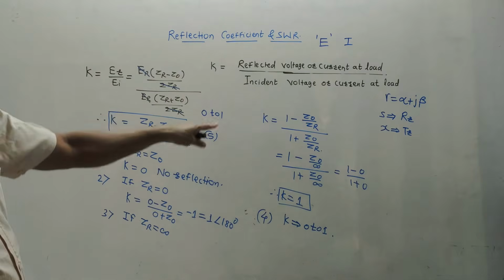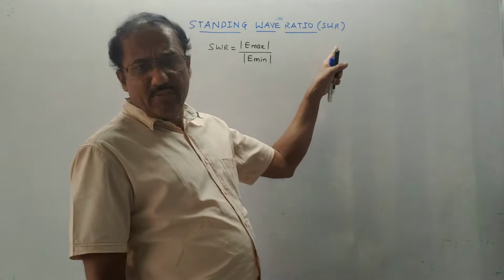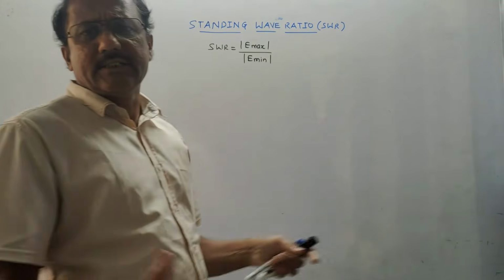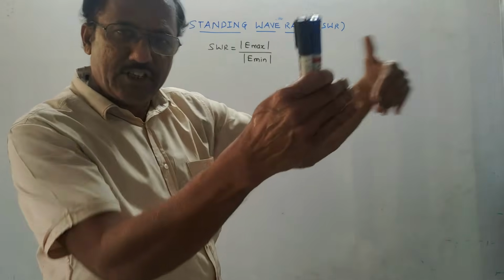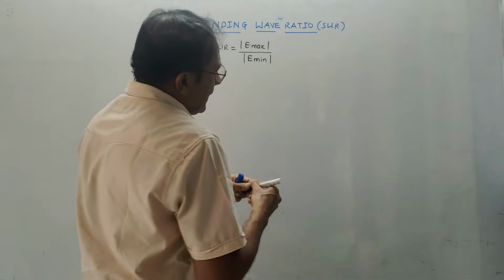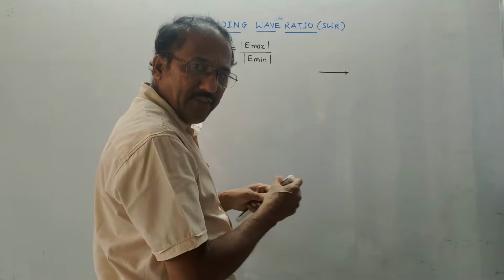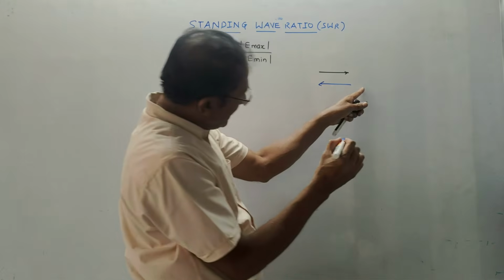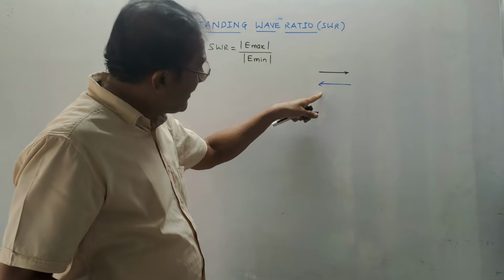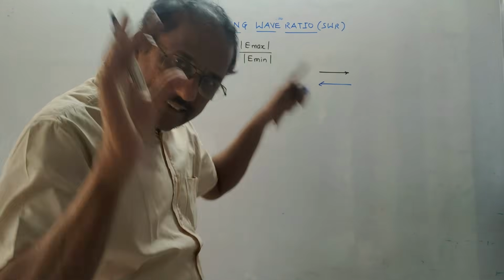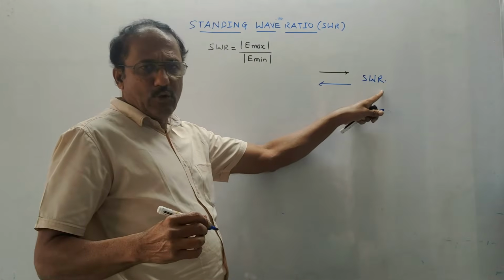This is about the derivation of reflection coefficient. The next derivation is standing wave ratio. It is abbreviated as SWR. What we discussed: if at the output Z0 is not connected and some other impedance is connected, reflection of wave takes place. The incident wave is in one direction, from transmitter to the receiver, whereas the reflected wave is in the opposite direction, from receiver end to the transmitter end. If both the waves have equal amplitude, then the wave will not propagate. This concept is known as standing wave ratio, denoted by SWR.